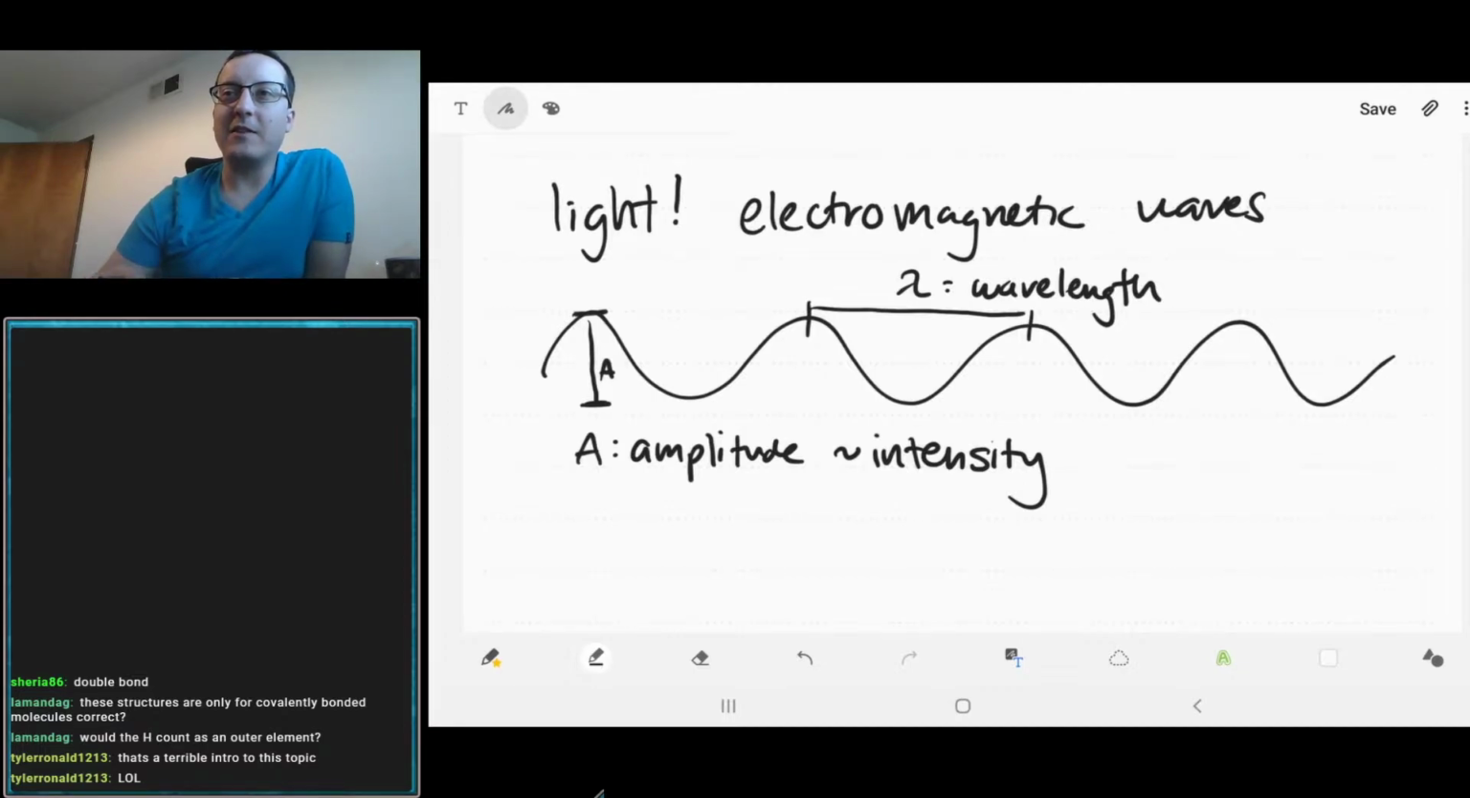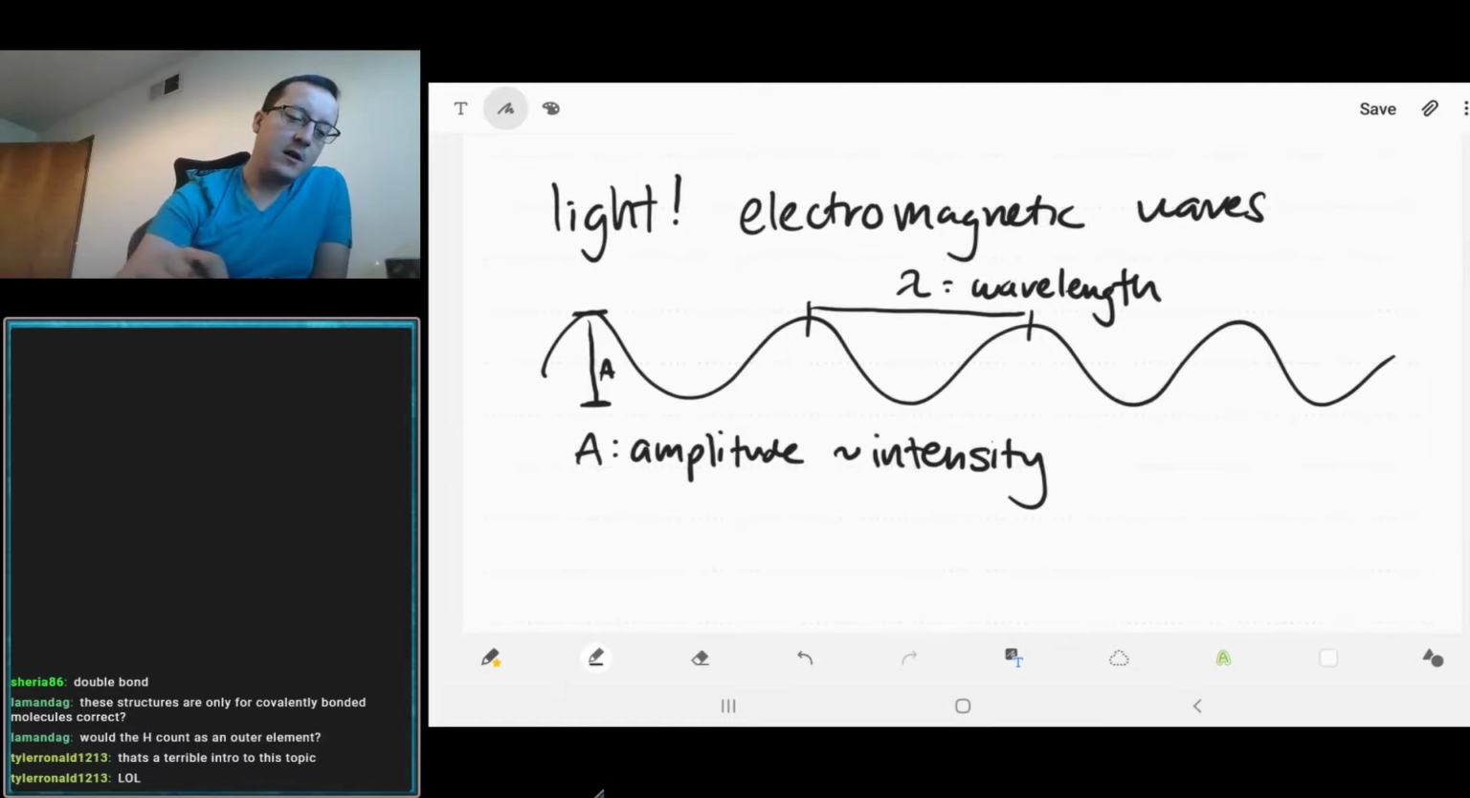Cool. And then the wavelength is another property we're going to talk about, which is the distance between the same point on your wave between oscillations. So typically that's either the highest point or the lowest point. They should be the same either way.